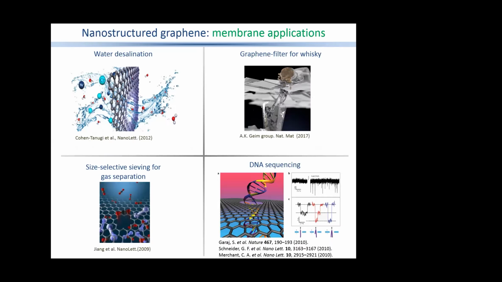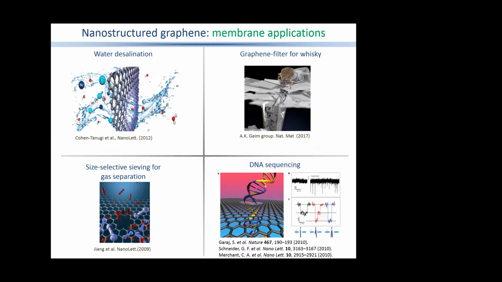Okay. So if you're able to have this graphene sheet with holes, you can also think of other applications. For instance, just to use a graphene membrane for permeation. Okay, you can filter water out of that. You can selectively filter gases out of that. You can even read DNA.